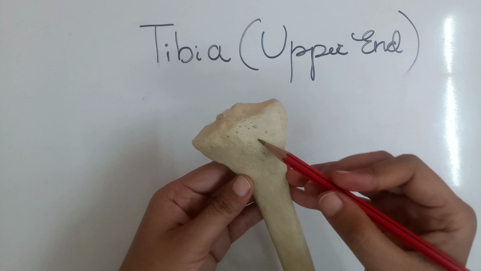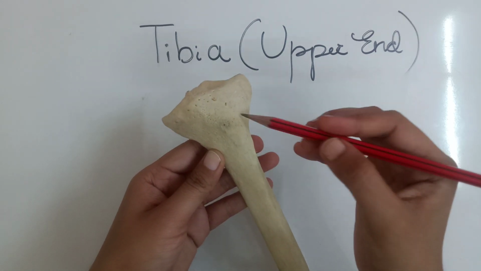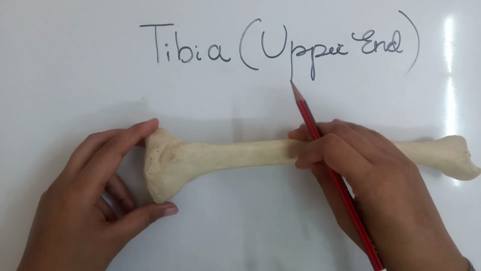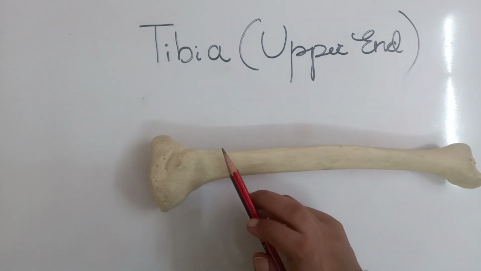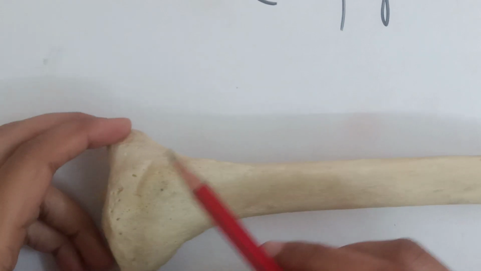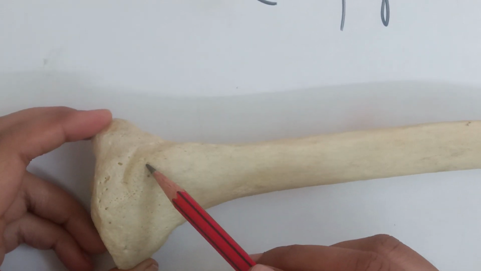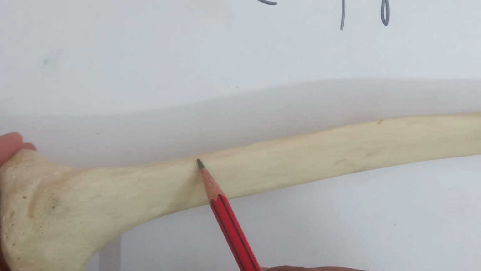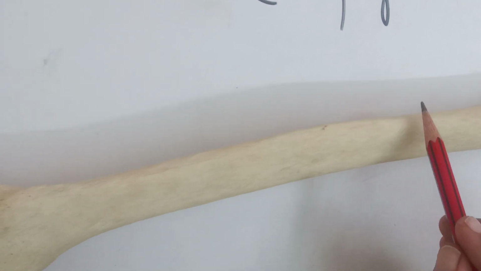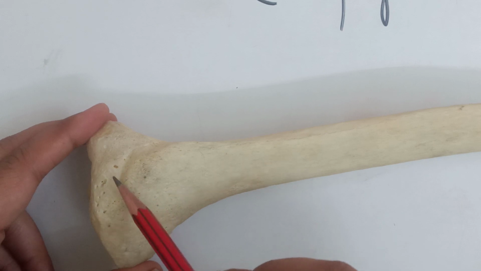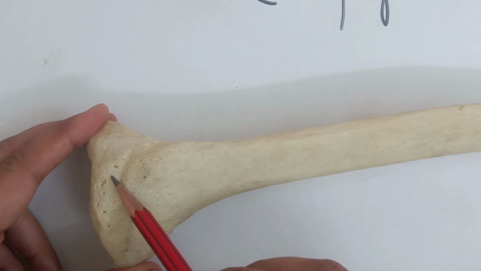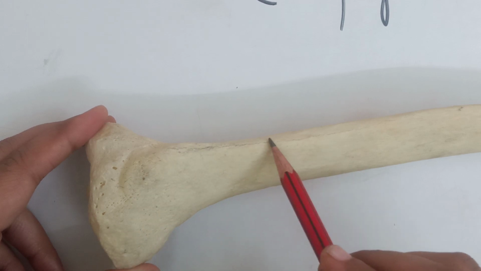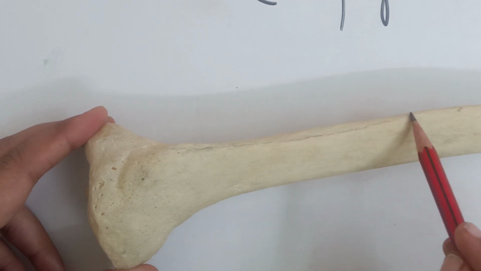Then the tuberosity. This tuberosity is located on the anterior aspect of the upper end. This is the anterior aspect. Inferiorly it continues with the anterior border of the shaft. First of all, it is located in the anterior aspect of the upper end of the tibia, and inferiorly from this it continues with the anterior border of the shaft.